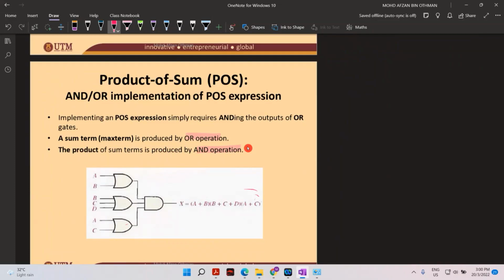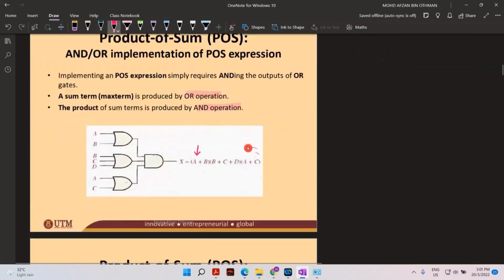And again, this is a non-standard POS. Why? Because if you look here, how many domains are there? We have 4 domains. The first sum term here is missing 2 domains, which are C and D. This one is missing 1 domain, which is A, and this one is missing B and D. So this is a non-standard POS form.